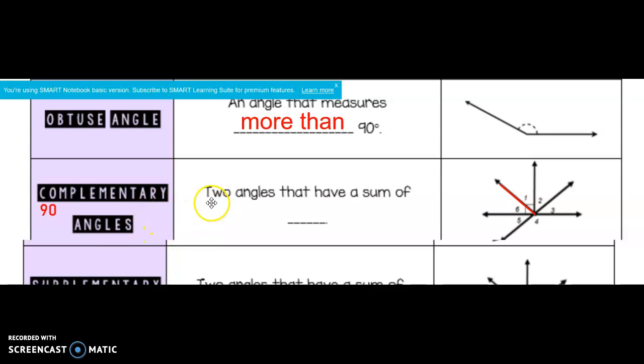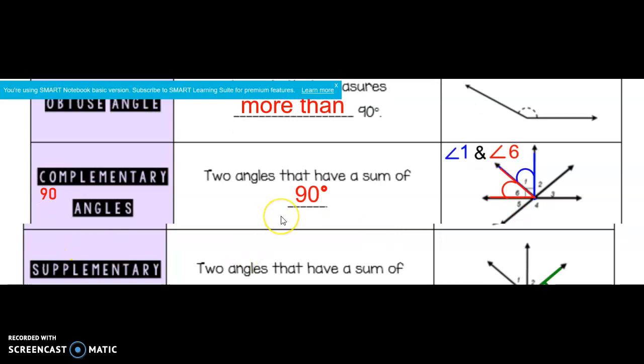Complementary angles are two angles that have a sum of 90 degrees. So together they would make a right angle. I used to think of changing the C to a 9, so then it's 90, to remind me that together they make 90 degrees. We have an example here, angle 1 and angle 6. It's two angles that together are forming a 90-degree angle. Those are complementary angles.